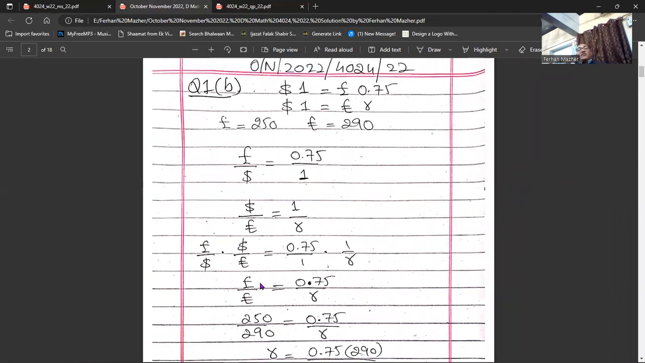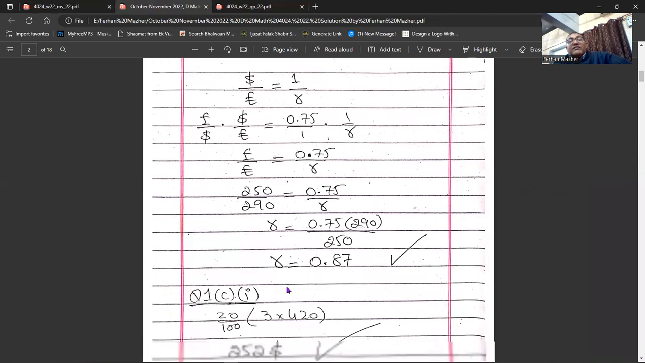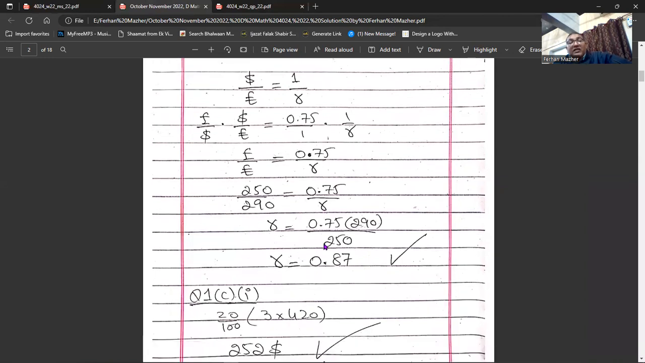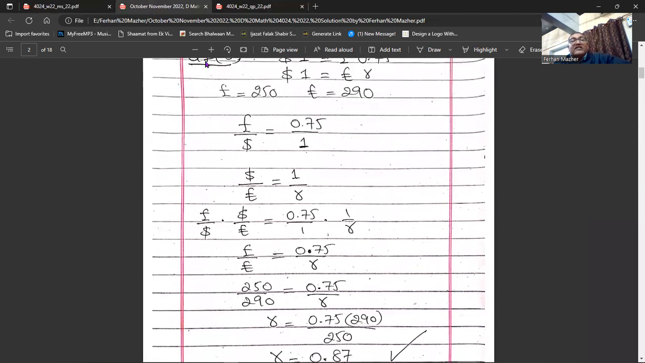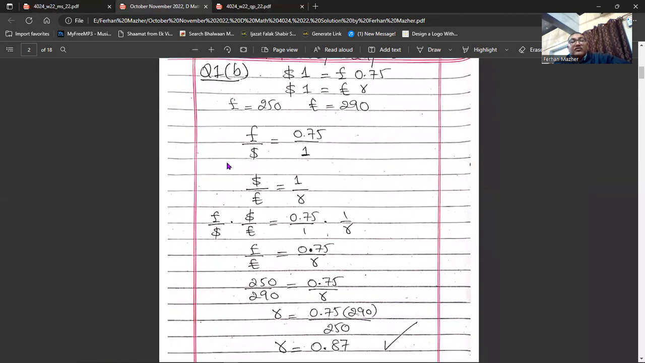Okay, so pound by euro will be equal to 0.75 by R. Now I know that she exchanged 250 pounds and she got 290 euros. So that is equal to 0.75 by R. So R will be equal to 0.75 multiplied by 290 divided by 250. That will give you 0.87 euros. So 0.87 euros. A little tricky question, and let me show you the whole question.